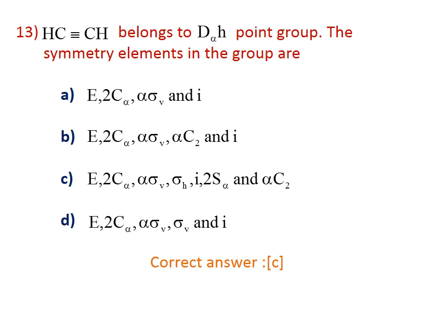Question 13. Acetylene, HC triple bond CH, belongs to the D infinity h point group. The symmetry elements present in the point group are: the correct answer is C, E, 2 C infinity, sigma infinity, sigma V, sigma H, i, 2 S infinity and infinity C2. The correct answer is C. C is the correct answer for this question.